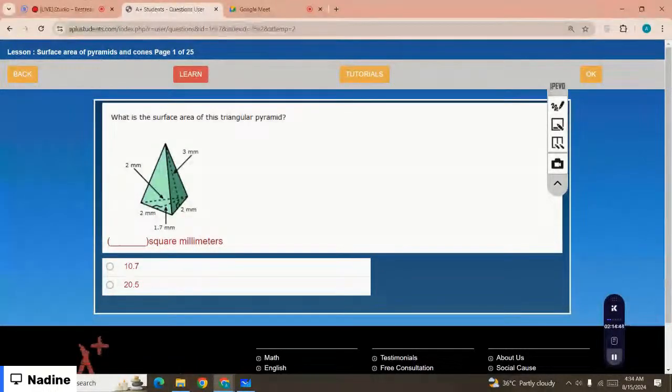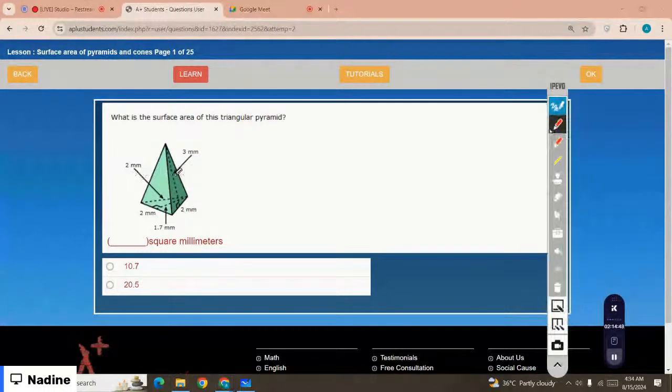Okay. What is the surface area of the triangular prism? Starting with this face, calculate the area, that is half times base times height. So base is 2, height is 3. 2 and 2 cancel out, you're left with 3. So these are two areas for the triangle.